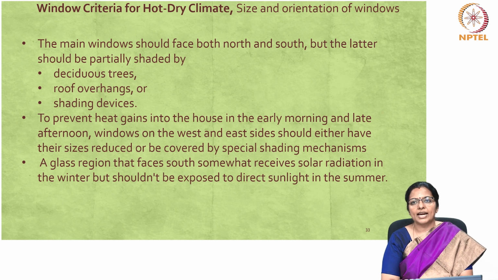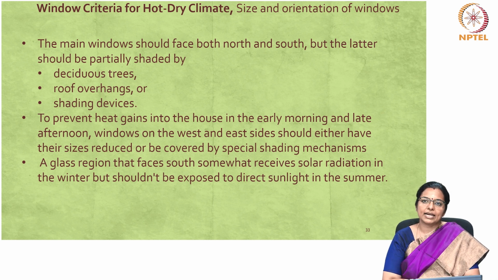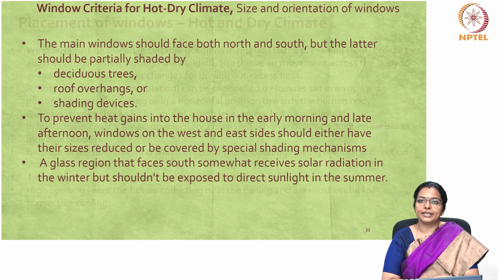Windows on the west and east side should either have their sizes reduced extremely or should be covered by special shading mechanisms. A glass region that faces south somewhat receives solar radiation in the winter, but it should not be exposed to direct sunlight in the summer. Otherwise, the area closer to that would feel like a bakery. It would be extremely hot, like a furnace.